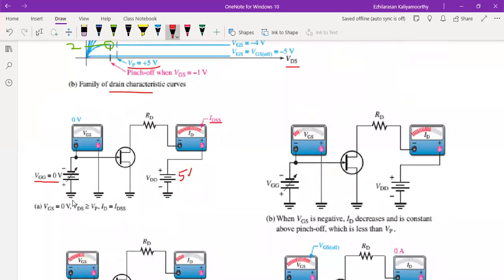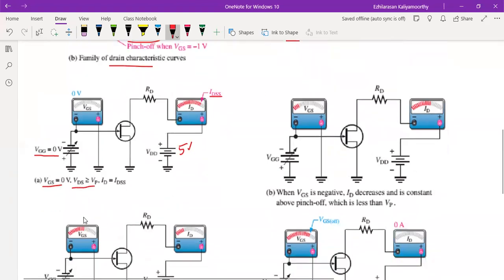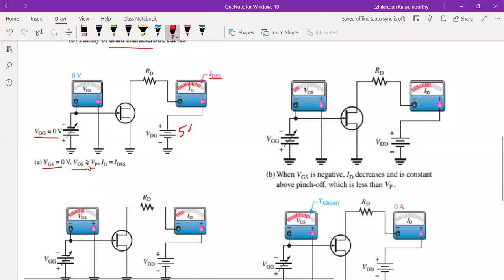So from this, I can say the condition as when VGS is equal to 0, your VDS, that is the drain to source voltage, will be greater than or equal to the pinch off voltage. So at that time the ID will be equal to IDSS.